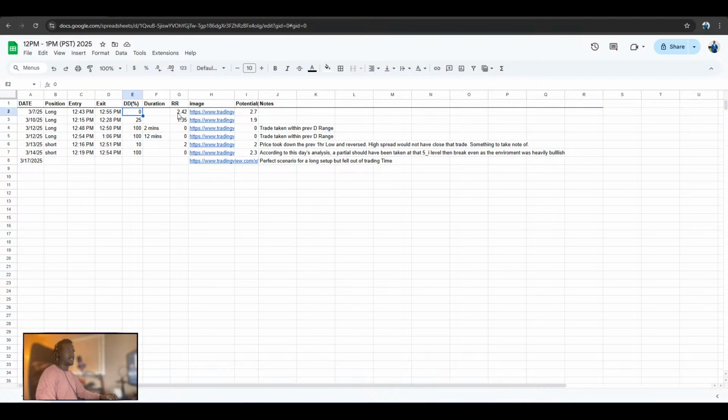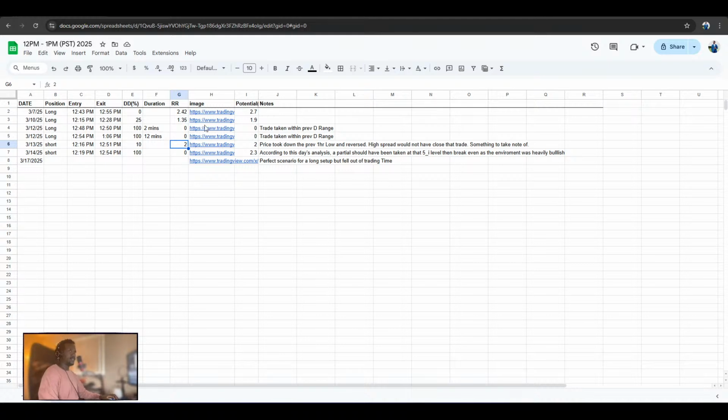Looking at this, we did have an RR of 2. This one was 1.35. This one was 2. So we won 3 trades with 2, 3, 4, 5 R, and then lost 3 trades. Let's say I was risking 1%. So meaning that week, or those days, we are up 2R.